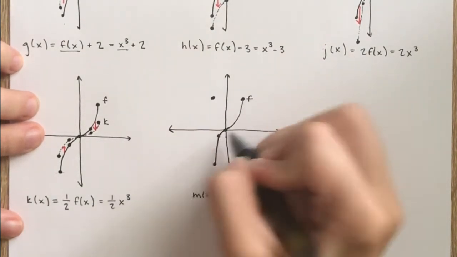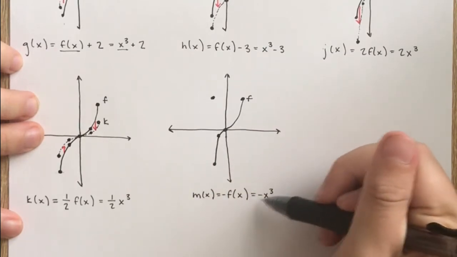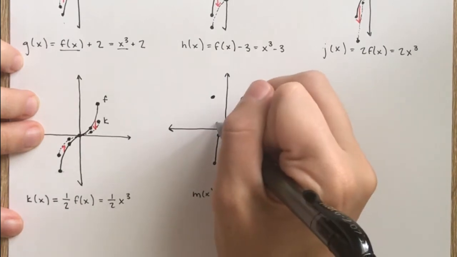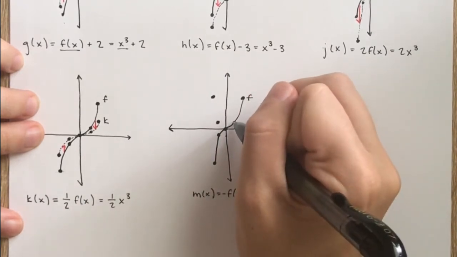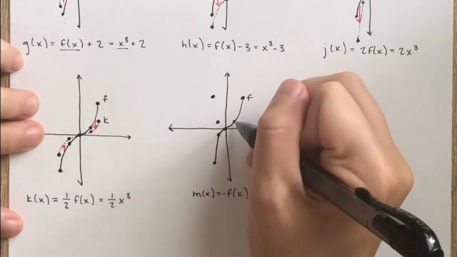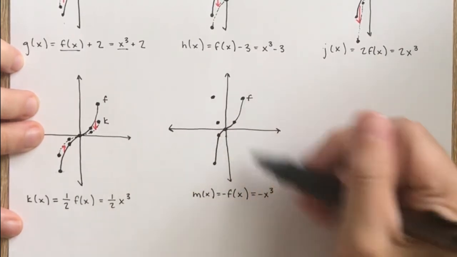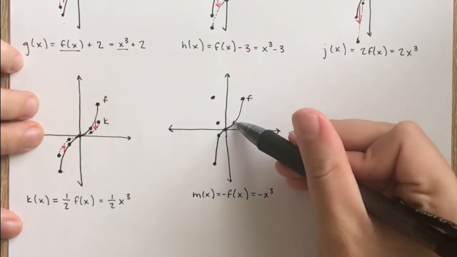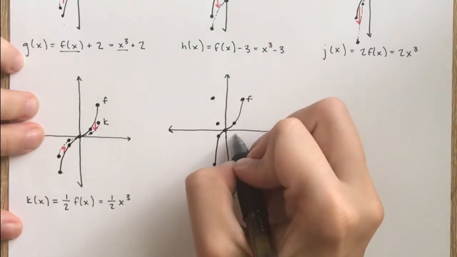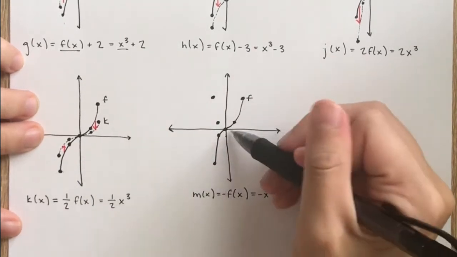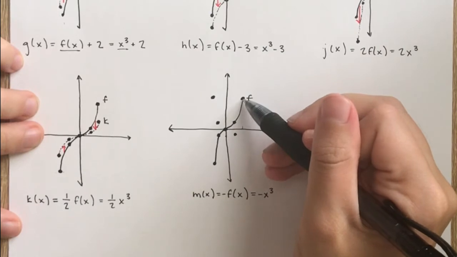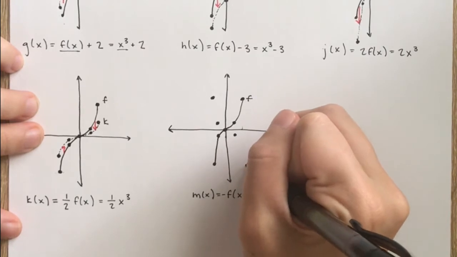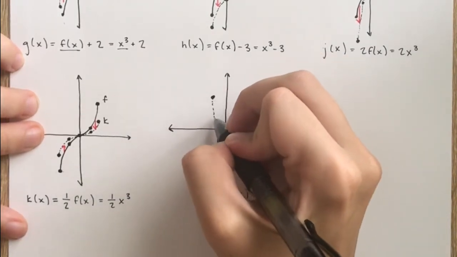At -1, our output is -1, but now we're multiplying by negative, so we have +1. At +1, if x equals +1, we have 1 cubed, which is 1, times -1, which is -1. And then at 2, 2 cubed is 8, times -1 is -8. So we connect these dots.